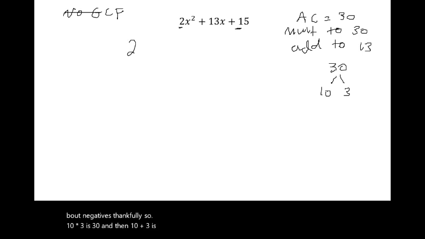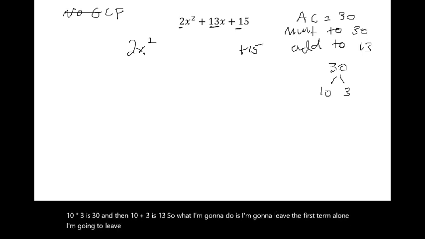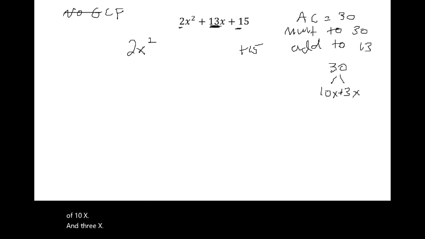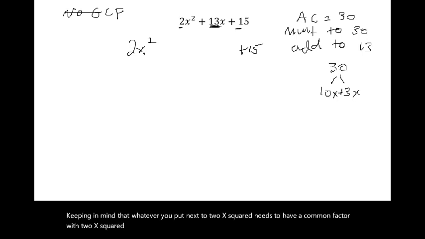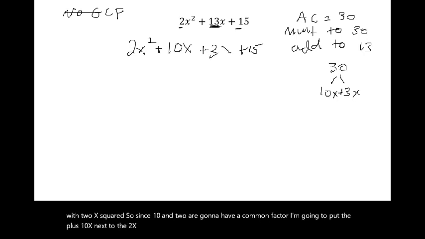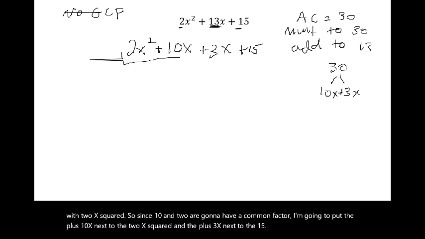So what I'm going to do is I'm going to leave the first term alone. I'm going to leave the last term alone. And I'm going to break up this middle term into the sum of 10x and 3x. Keeping in mind that whatever you put next to 2x squared needs to have a common factor with 2x squared. So since 10 and 2 are going to have a common factor, I'm going to put the plus 10x next to the 2x squared and the plus 3x next to the 15. Then I'm going to factor this by grouping.